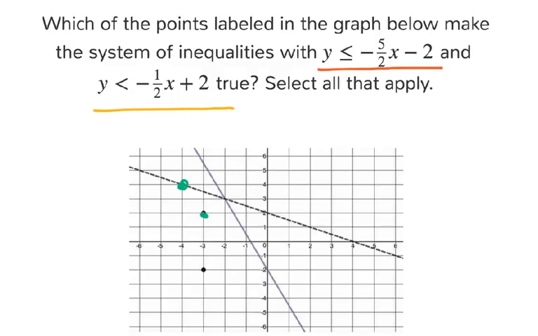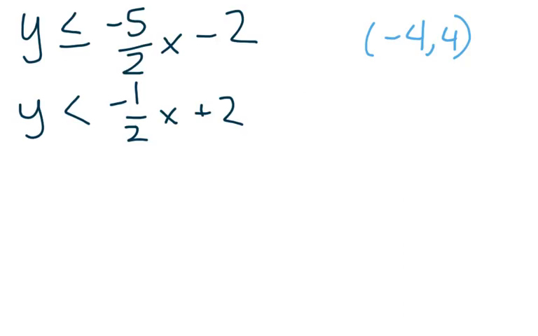negative 3 and 2, and negative 3 and negative 2, we can just plug each of these points into both of the inequalities and see which of them make both of the inequalities true at the same time. Let's take a look. Negative 4 and 4.